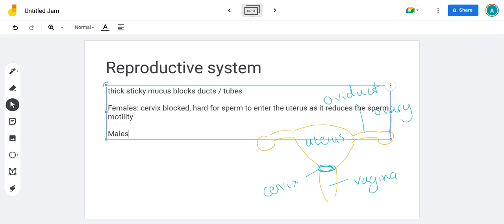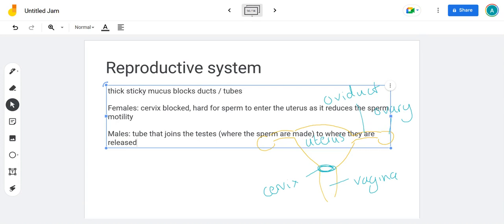All right. In males, slightly different, obviously, because we've got a different reproductive system. So in males, it's again a tube that gets blocked, and this time it's the tube that joins where the sperm are produced in the testes to where the sperm get released. So the sperm are still made, but it's hard for them to get released. So it's the tube that joins the testes where the sperm are made to where they are released. So obviously it's hard for the sperm to get out, so it's hard to get pregnant or to make somebody pregnant to have children.